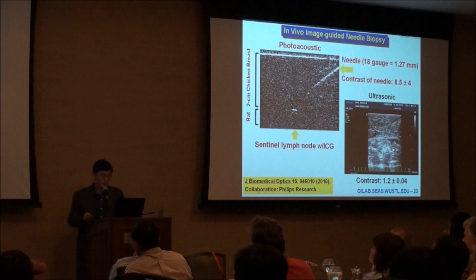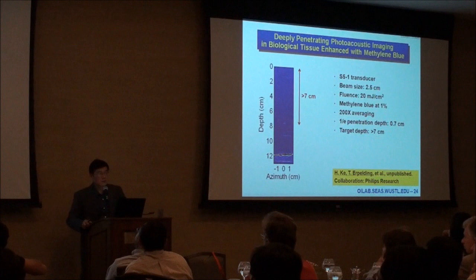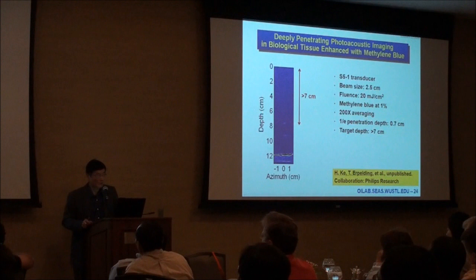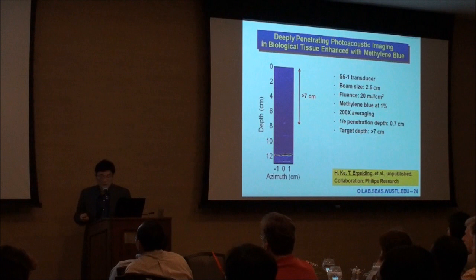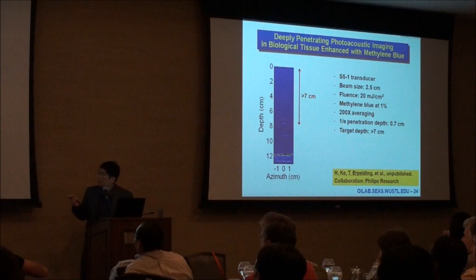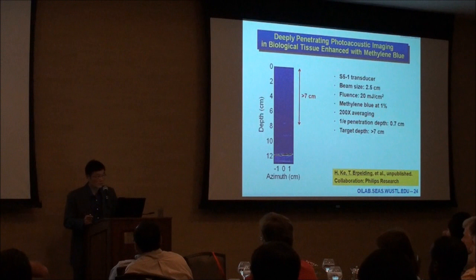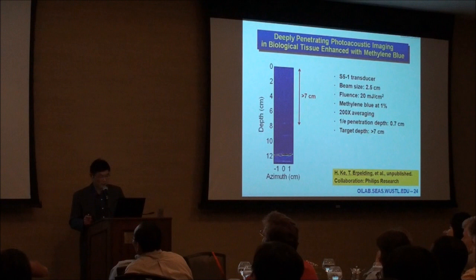One of the key questions for optical imaging is penetration. How deep can we image? So we have to answer that question. We first did it using external ex vivo tissue. And you can see this 7 centimeter penetration, very reliable using this technology. Now this was done ex vivo, so the question is, what about in vivo? So we have to test it ultimately in vivo.